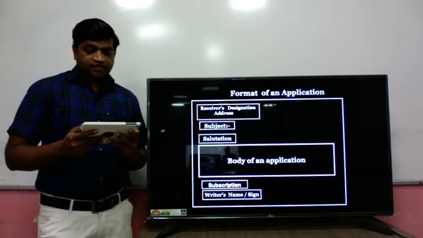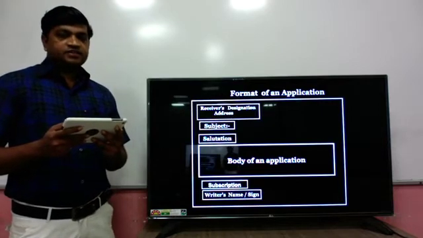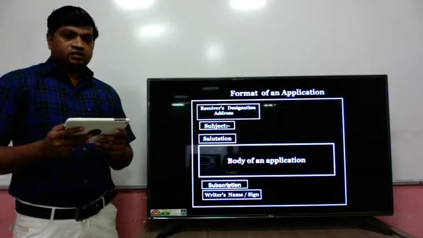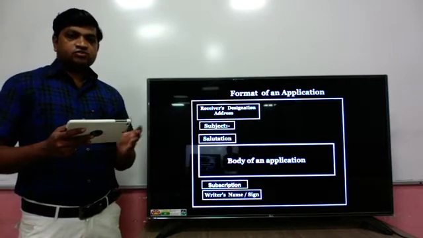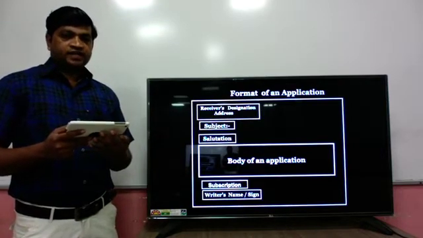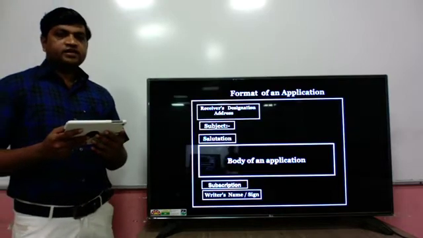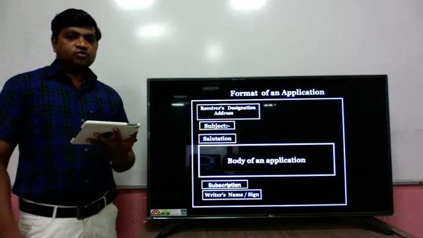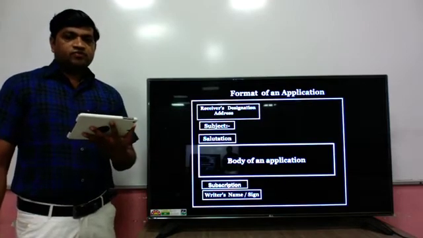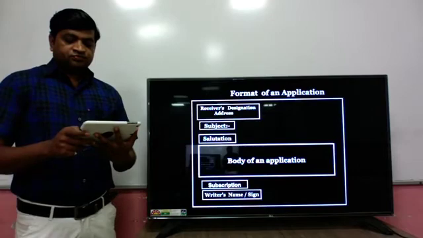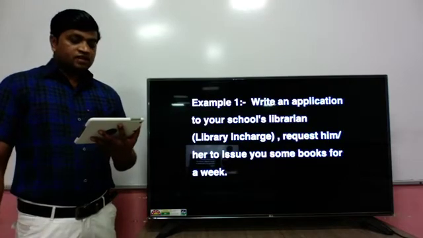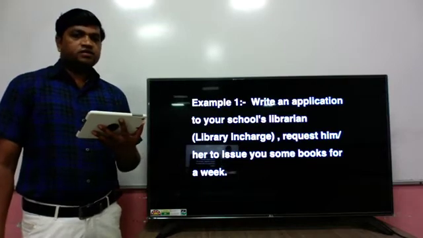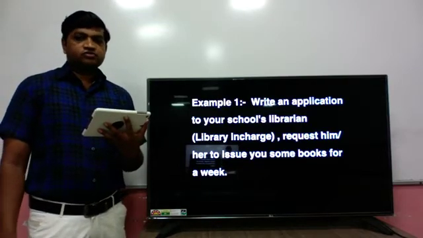Okay. Then at last, write name and signature. At the last, you have to write your name. If you are writing an application to your school's head person, you have to mention your name along with the section and class. Okay. I hope you understood the format of an application. Now next, here is one example, we will discuss this one example so that you can solve the exercise question yourself.